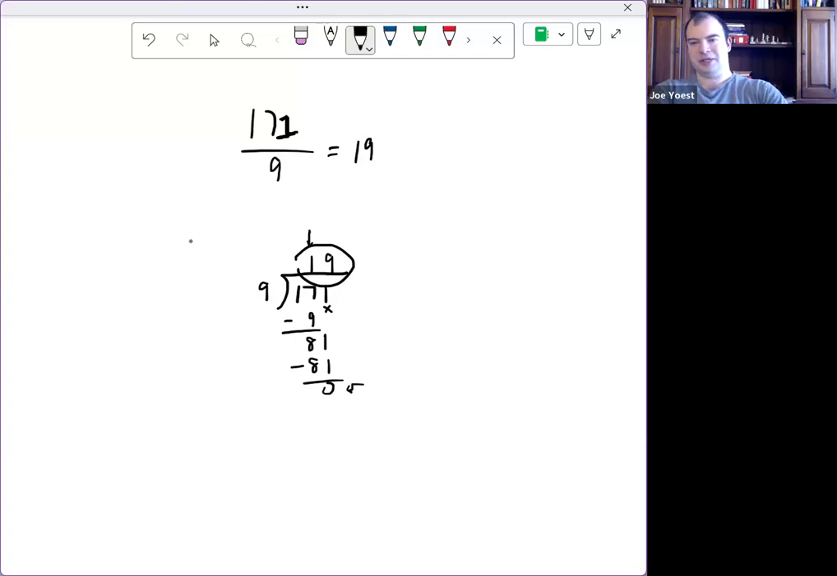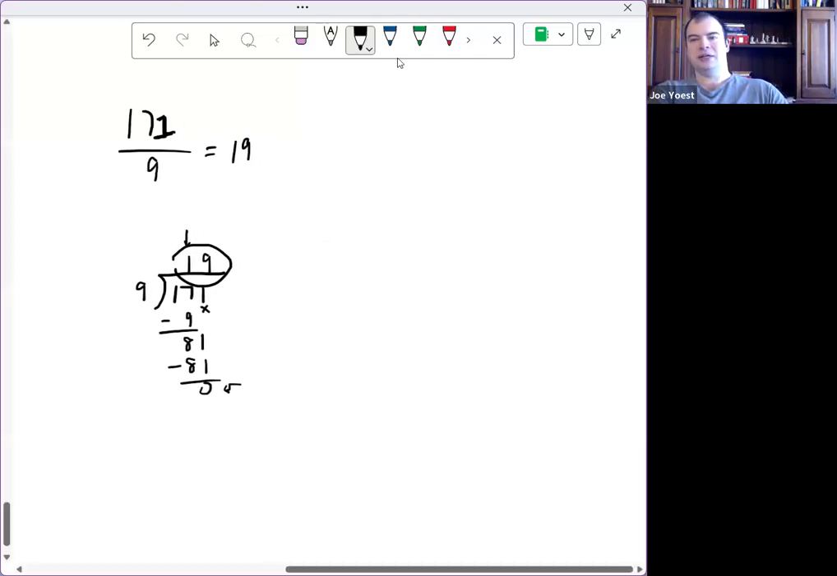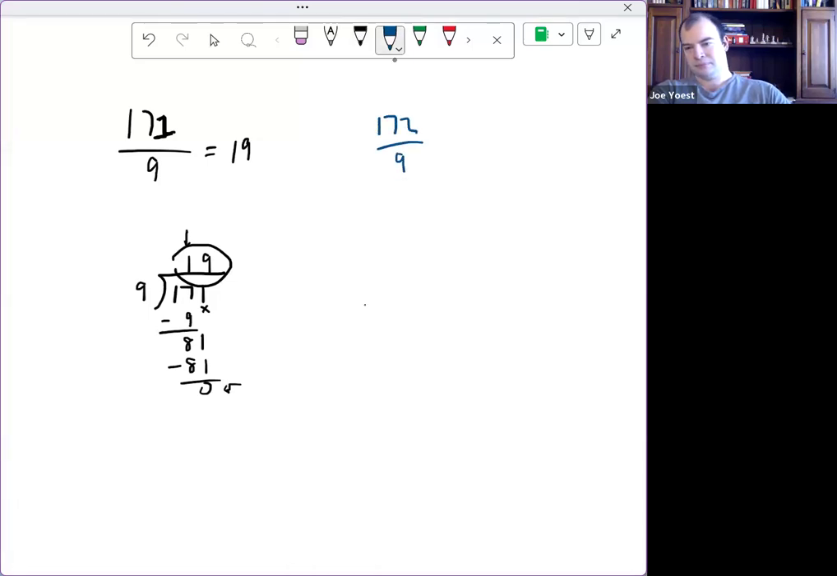If I were to look at something like, say, 172 over 9, we'd have a similar process. Does 9 go into 1? No, it does not. Does it go into 17? Yes, it does. So there are 17 tens. 9 goes into 17 one time. So we put the 1 in the tens place in the answer.